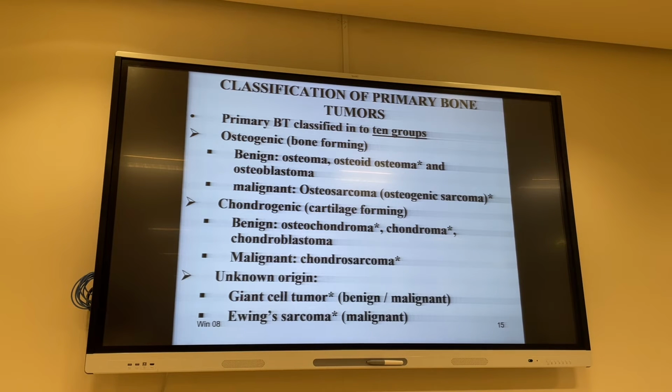All right, so any bone cell could give rise to a tumor mass. It could be a benign tumor mass, it could be a malignant tumor mass. For example, an osteoblast may give rise to an osteoma.